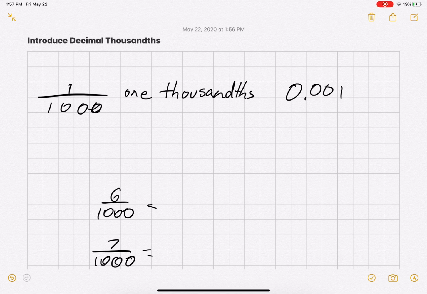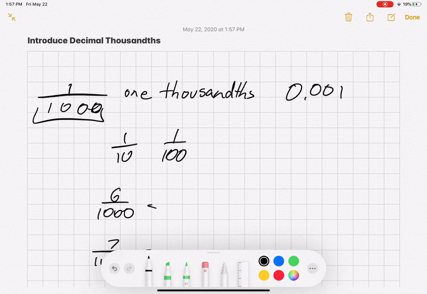Okay, so now we're gonna look at the thousandth place. Just as fractions, if we look, there's 1/10, right? And then there's 1/100th. They can be represented in various different ways. 1,000th can be introduced in different ways as well.